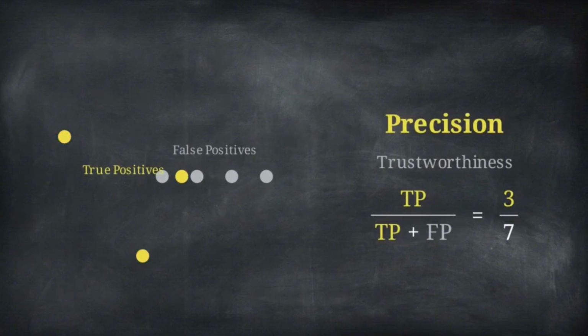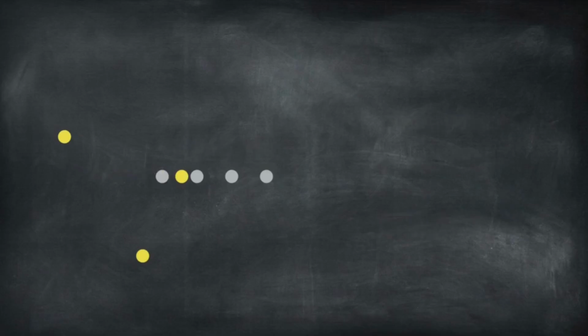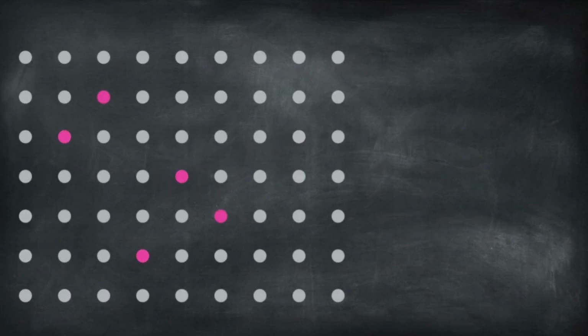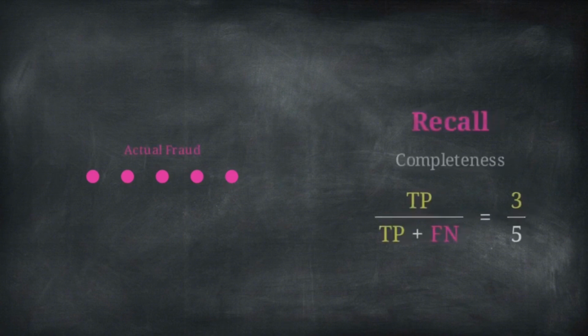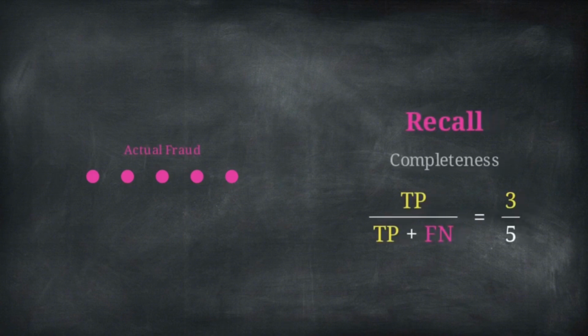a target. This is precision, measuring trustworthiness. Out of every flagged transaction, how many were actually fraudulent? High precision means you can trust the alarm. Next, we set aside the model's guesses and look strictly at the verified cases of fraud that exist in reality. This gives us recall, measuring completeness. Out of all the real fraud that occurred, what percentage did our model successfully identify?